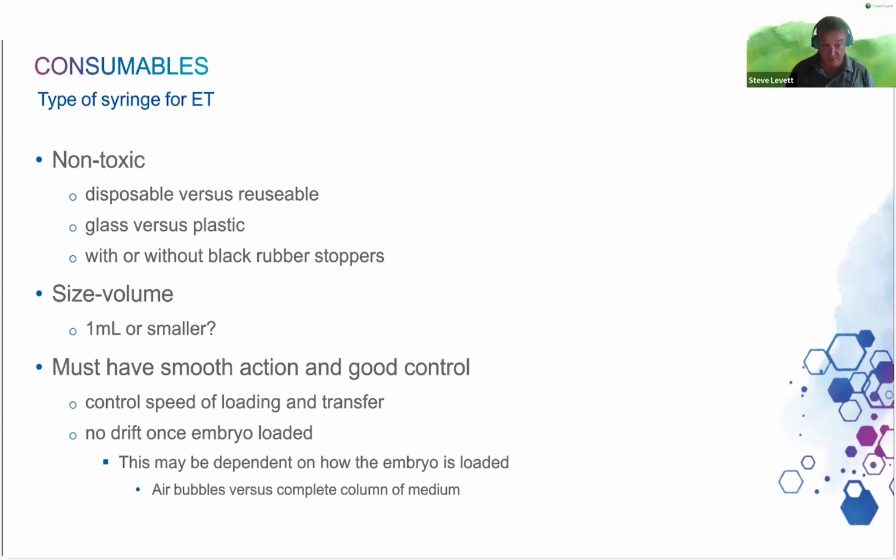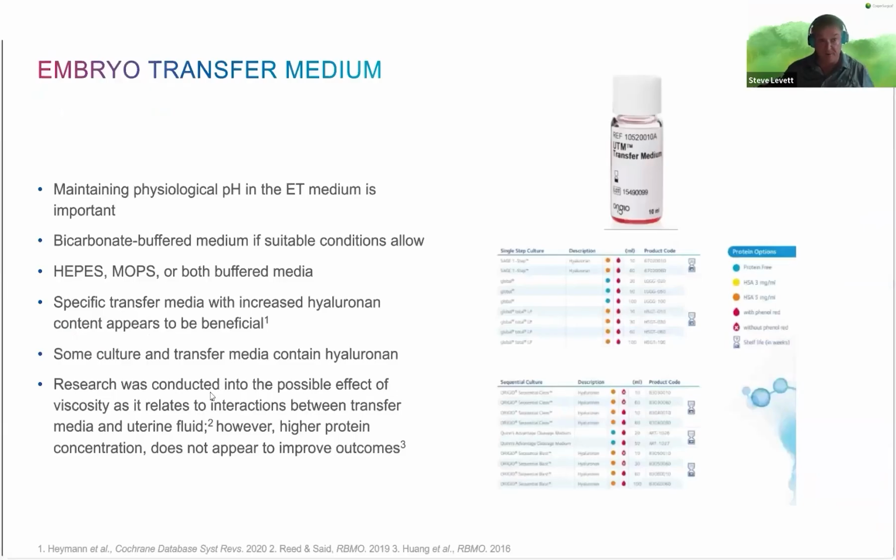So it must move smoothly, and we need it to maintain its position so it doesn't cause the embryos to drift once they've been loaded. So they need to maintain their integrity. But otherwise, there's a number of syringes on the market to choose from, but that smooth movement and control is key. Now we come to embryo transfer media.